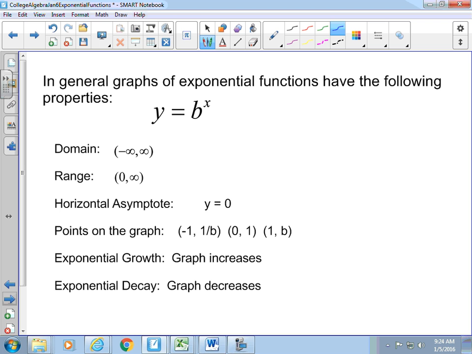Some common points on the graph, it doesn't matter what b is, they'll always be there. So a quick 3 points you can plot before you do transformations is -1 and 1 over b. In our case, ours was 2 to the x. So when we plugged in -1, we got a half. Everyone see what I mean by that? -1 and then the reciprocal of the base. 0, 1, and then 1 and the base.